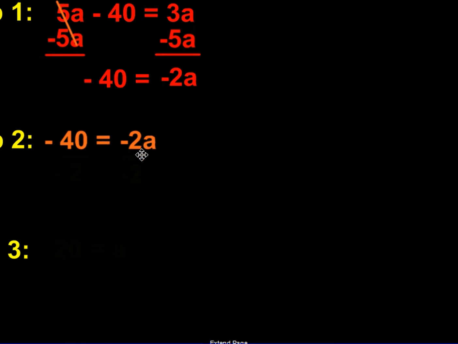Still trying to isolate the variable, so we have to divide by negative 2, which cancels that out. And again, what we did on one side we have to do on the other, so we have to divide by negative 2. And that's going to bring us to the next step. The negatives cancel out. We're basically cutting 40 in half when we divide by 2, which gives us 20, and our a is brought down.